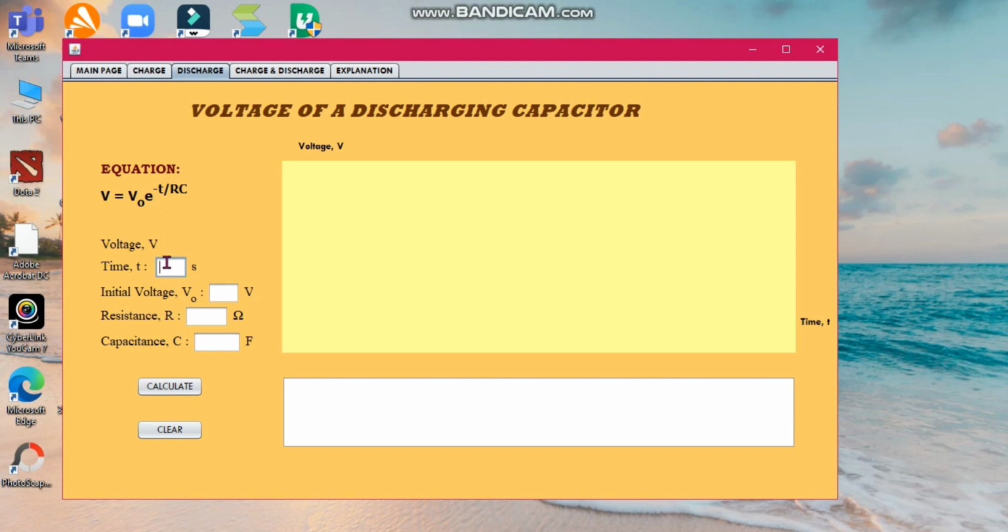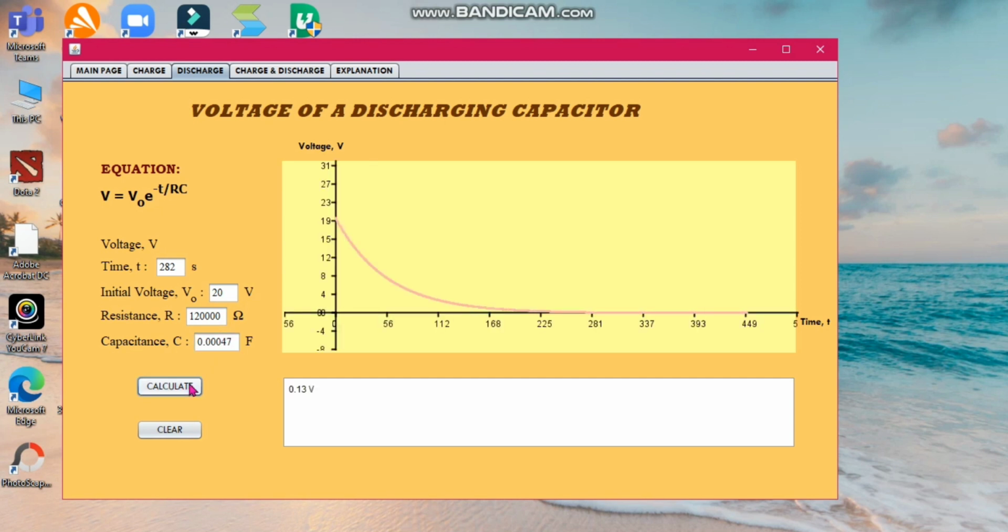We substitute the value of t, which is 282 seconds, the value of V0, which is 20 volts, the value of R, and the value of C. Then we calculate it. We can see that the capacitor voltage decreases exponentially to 0 from its initial value during discharging, and the value of voltage that we get is 0.13 volt.